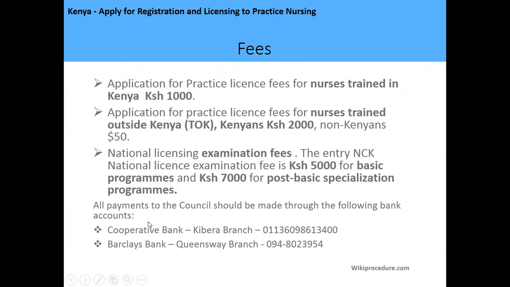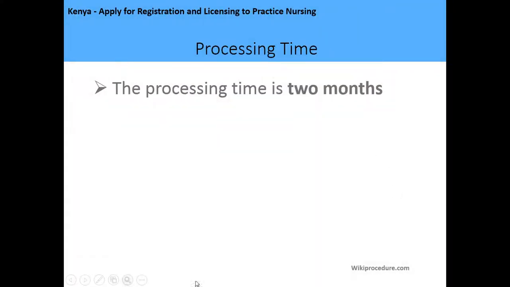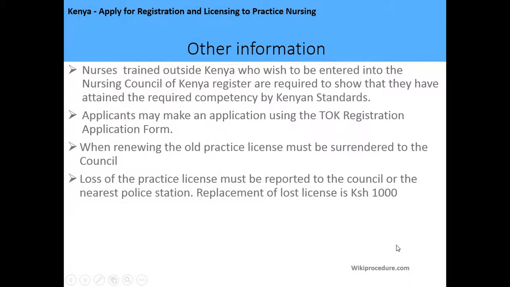And the accounts you can pay in are Cooperative Bank, Kibera branch, or Barclays Bank, Queensway branch. The validity period of the license is 3 years. Processing time totals to 2 months. The location of the NCK, they are at NCK Plaza, Cabernet Lane, Ngong Road, Nairobi, or you can visit them at www.nckenya.com. Other information is that nurses trained outside Kenya who wish to enter into the Nursing Register of Kenya are required to show that they have attained the required competency standard of Kenya.